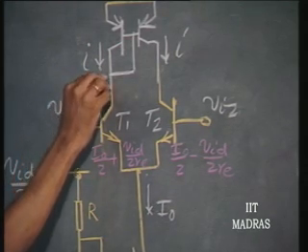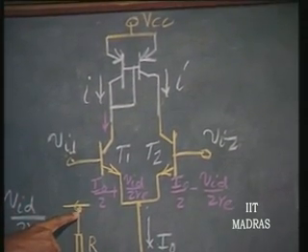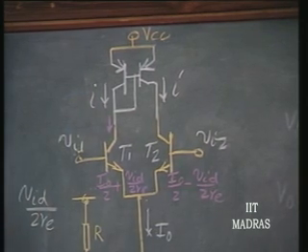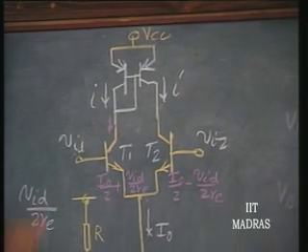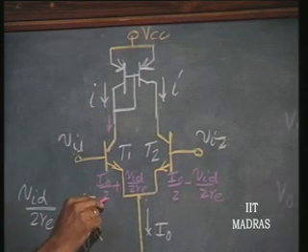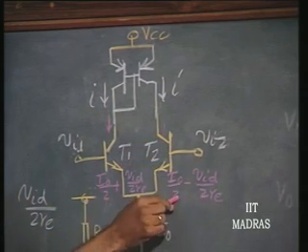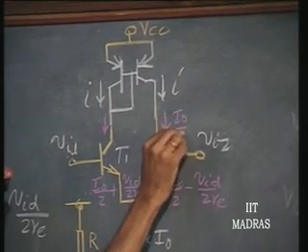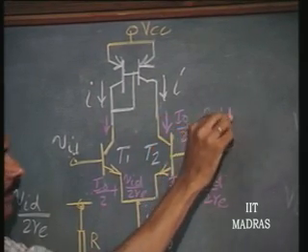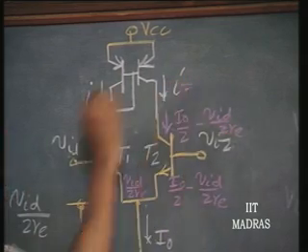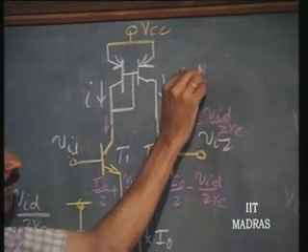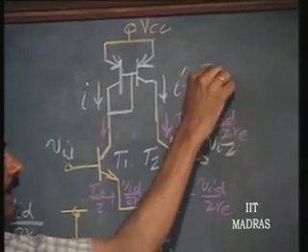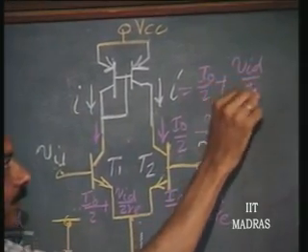What will be the current in this? Very nearly same, except for alpha. Alpha times this will flow through this. Alpha is very close to 1. So, this current is going to be very nearly same as this current. What is this current? Same as this current. That means, we have a current here which is I naught by 2 minus VID by 2 RE, and this current is I naught by 2 because of the current mirror action plus VID by 2 RE.